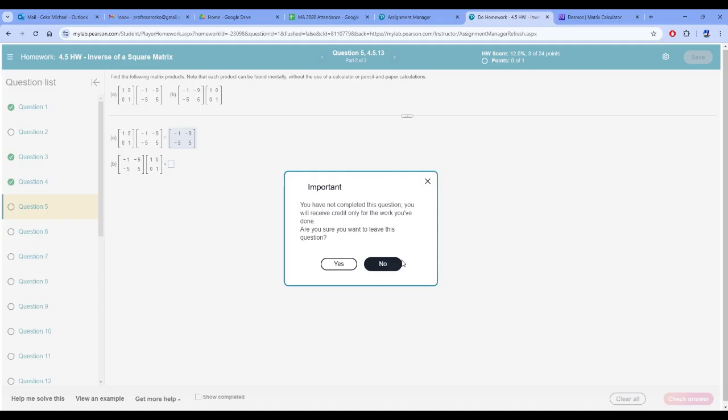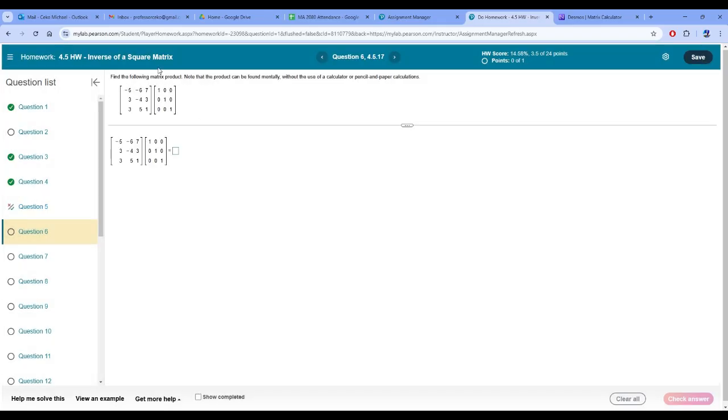Okay. Yes, I've completed. Write the following matrix. Note the product can be found mentally without the use of a calculator. Yep, this is just the identity matrix. Moving on.